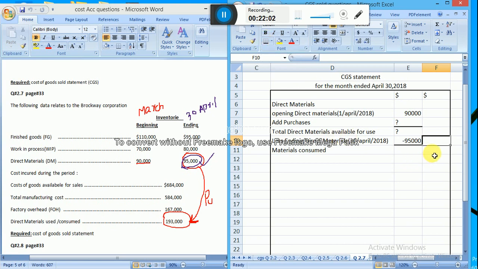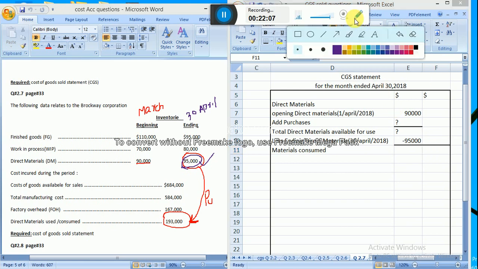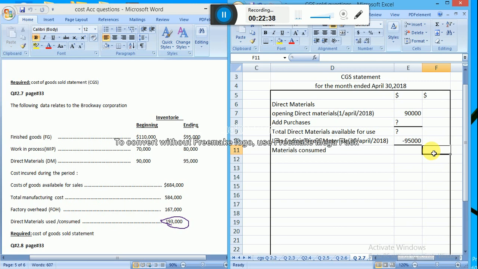If we look in the question, the material consumed or material used is 1 lakh 93,000. This is given in the question. So what I will do is record the same 1 lakh 93,000 of material here.